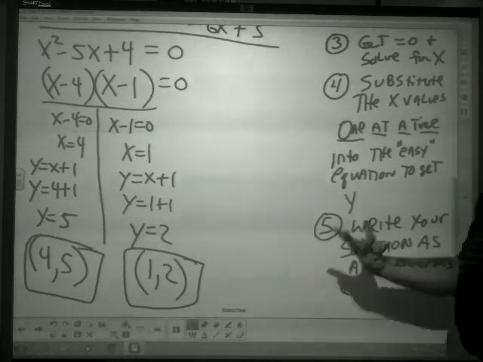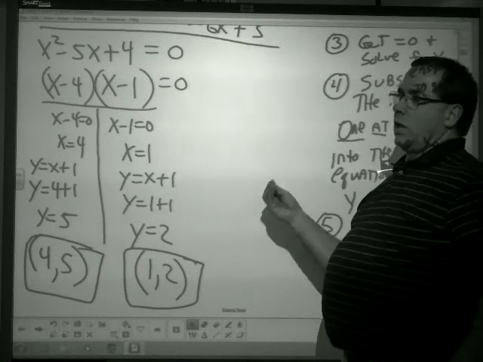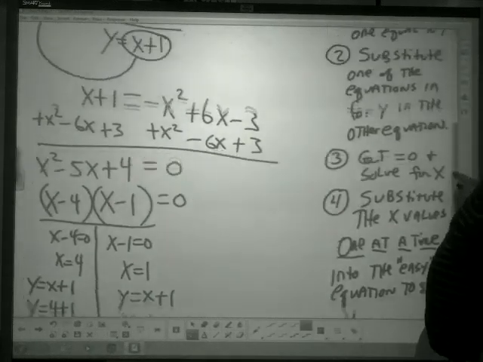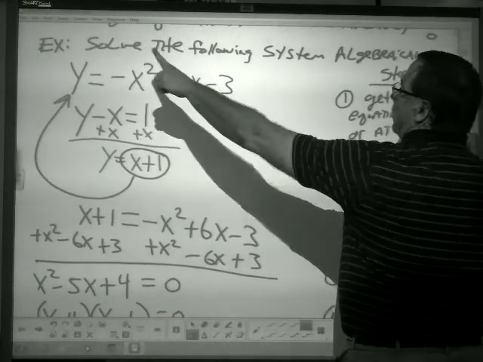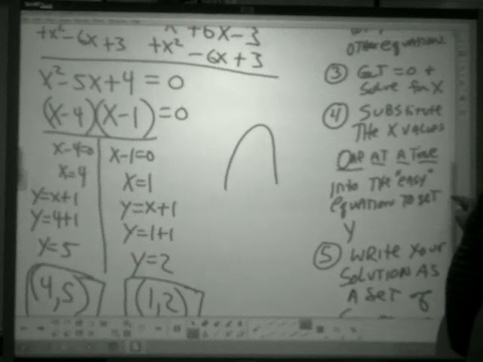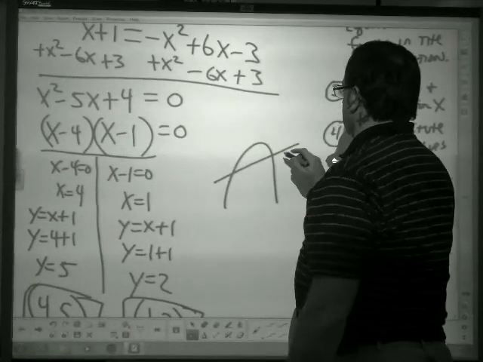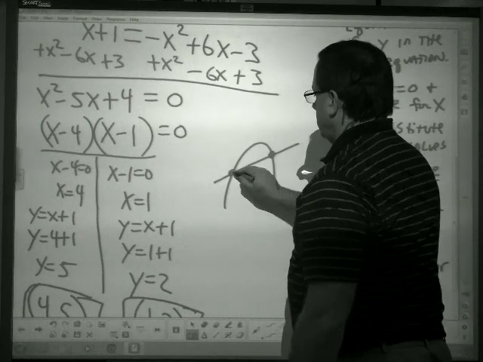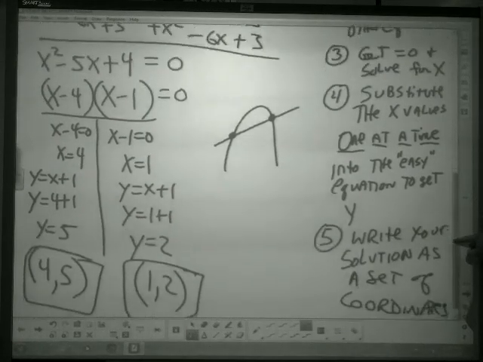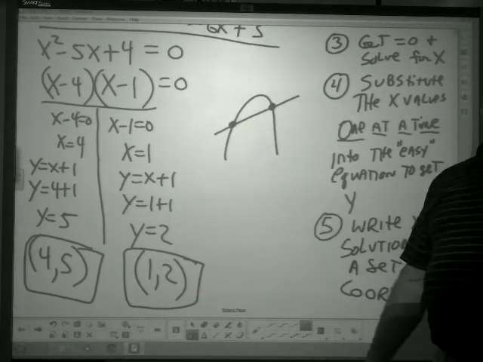A solution to a system is a set of coordinates where the line and parabola would intersect, okay? Again, this is an upside down parabola, so it's going to look something like this. This is a positive sloping line, so it's going to look like this. So you're going to get two solutions. Maybe 1, 2, and 4, 5.